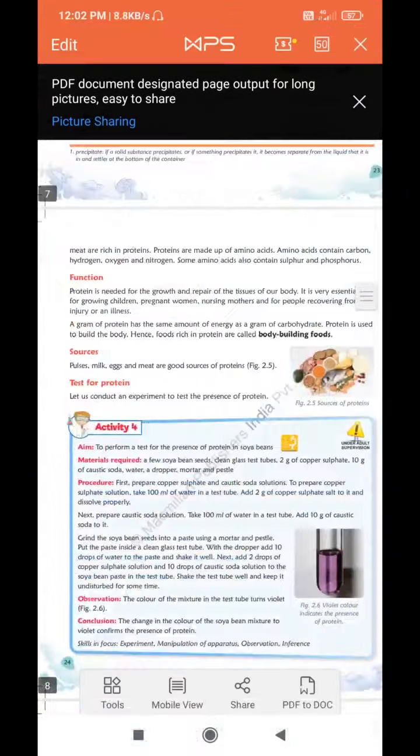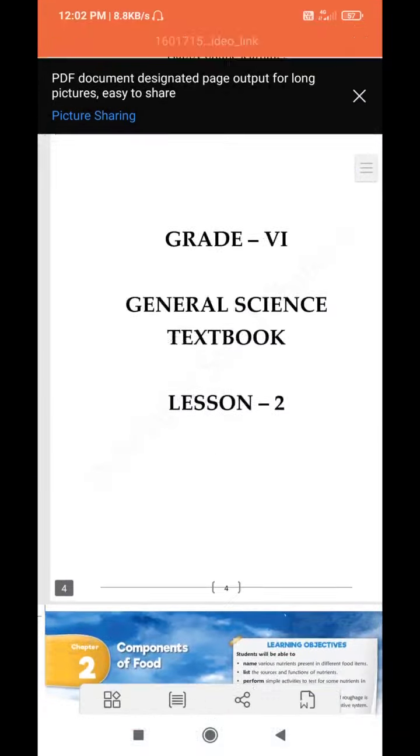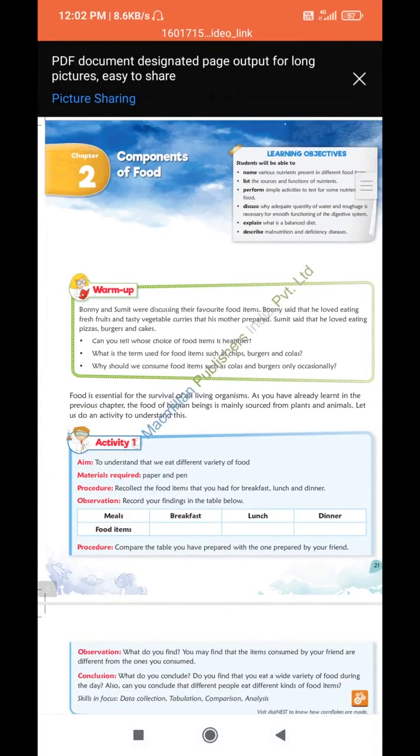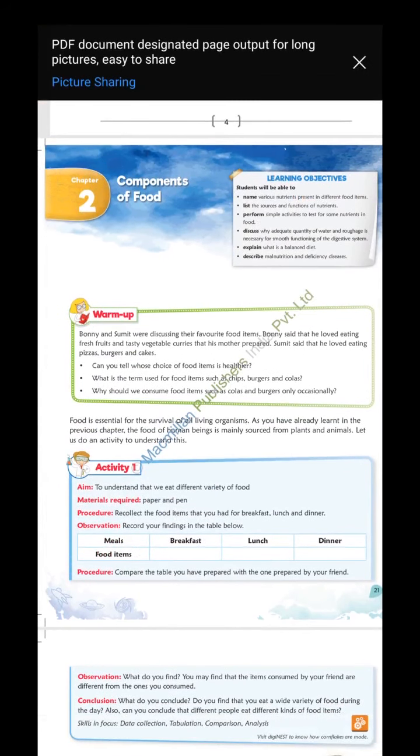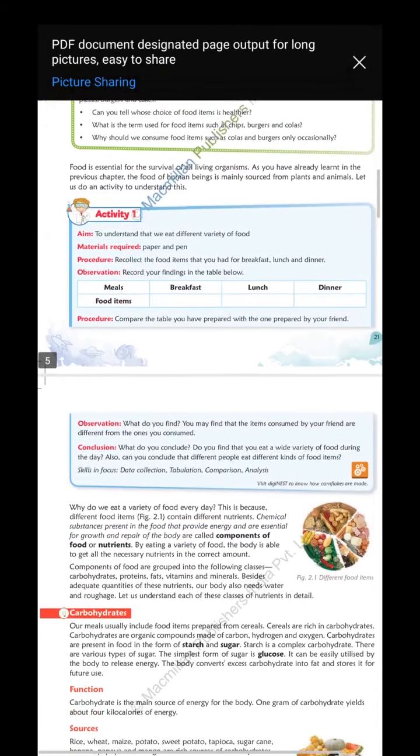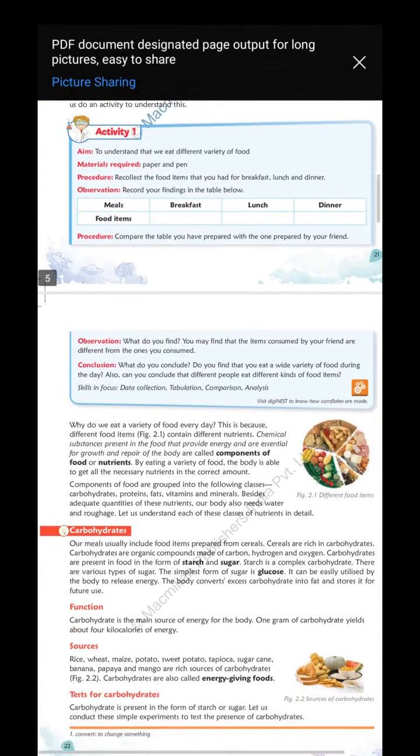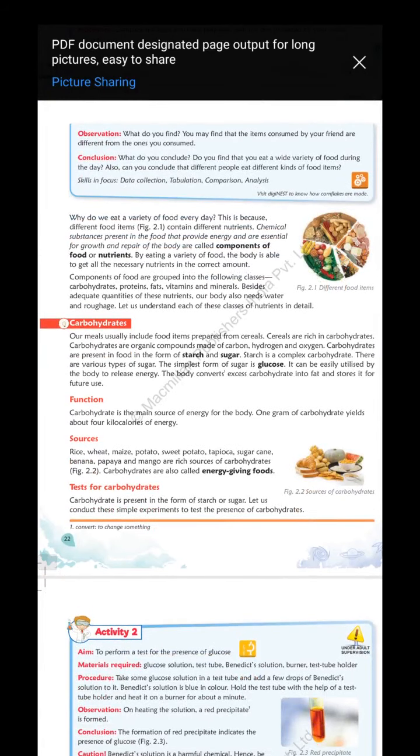Nutrients, nutrition we are calling. What are nutrients? Food components, all the proper food components combined come under nutrition. And here under the components of food, the first one is carbohydrates: glucose, starch, sugar. And where can we observe this? And the function of carbohydrates. What is the function of carbohydrates?